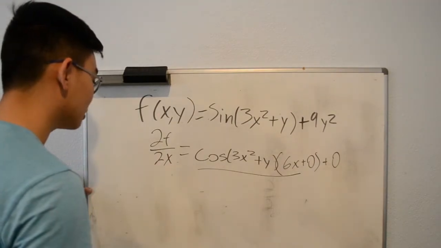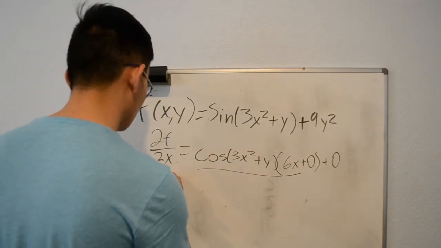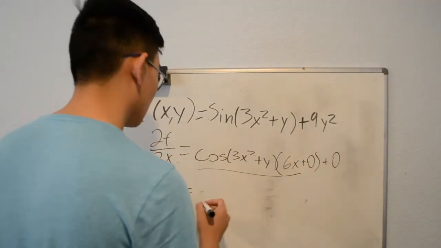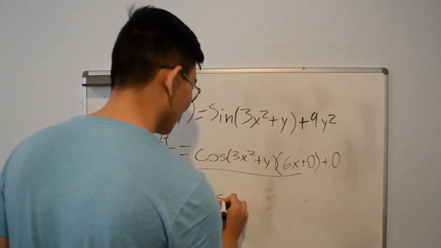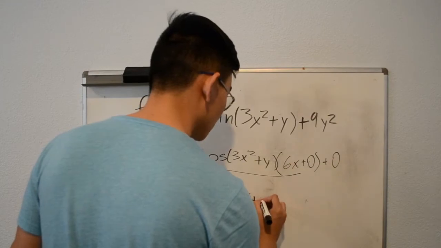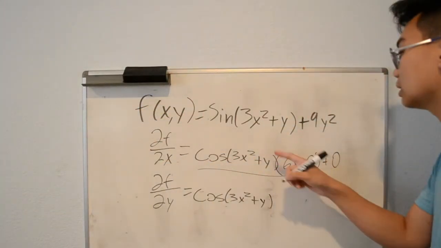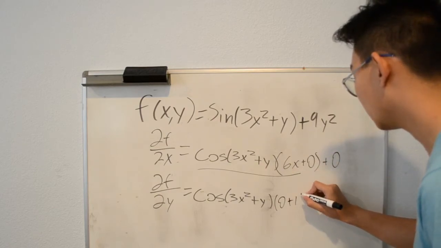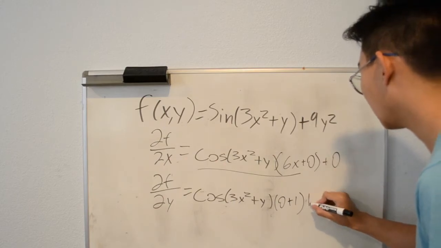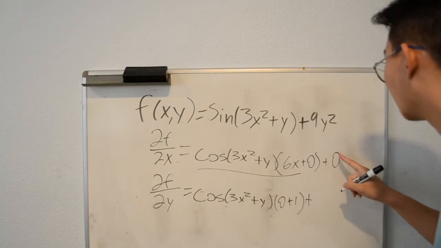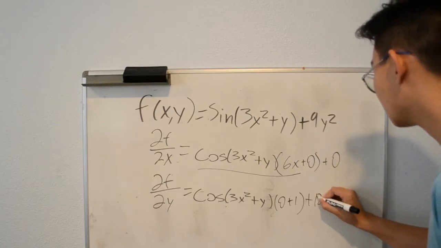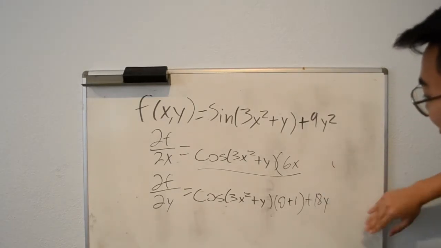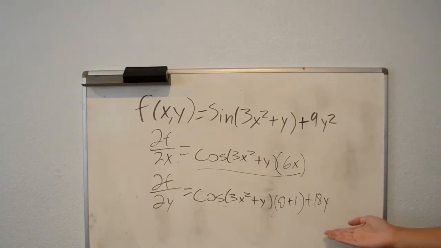Then you want to find it in terms of y, so partial f over partial y is equal to the outside, of course, cosine of (3x squared plus y), and then you take the derivative of the inside. x being a constant becomes 0, plus y, which becomes 1, and then you want to add the derivative of 9y squared, which becomes 18y, and this is how you do it.